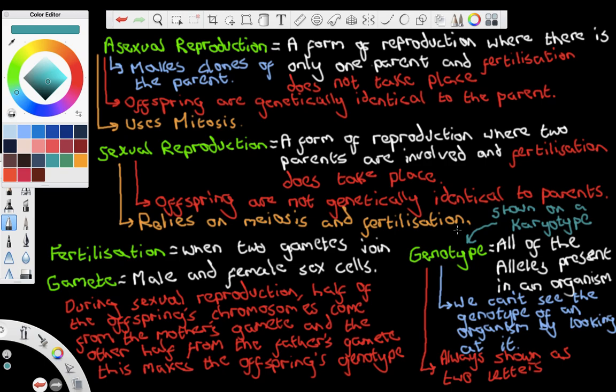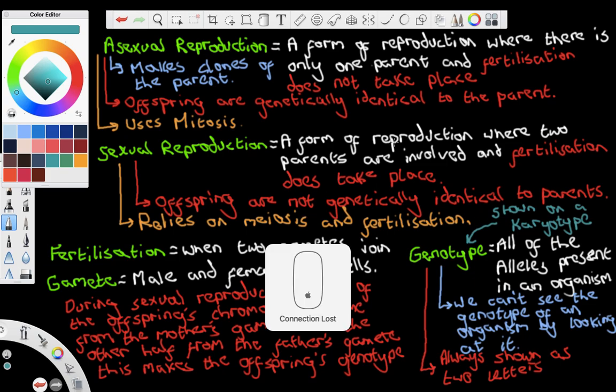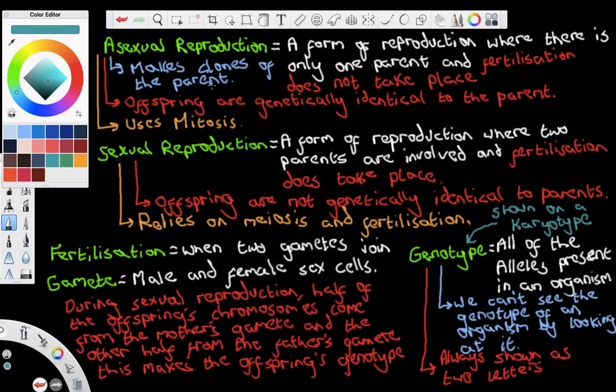So we've said so far that asexual reproduction is a form of reproduction where there's only one parent and fertilization does not take place. It makes clones of the parent and the offspring are genetically identical to the parent. It uses mitosis. Sexual reproduction is a form of reproduction where 2 parents are involved and fertilization does take place. The offspring are not genetically identical to the parent, but they will share certain characteristics of the parent, and it relies on meiosis and fertilization. Fertilization is when 2 gametes join, and a gamete is a male or a female sex cell.